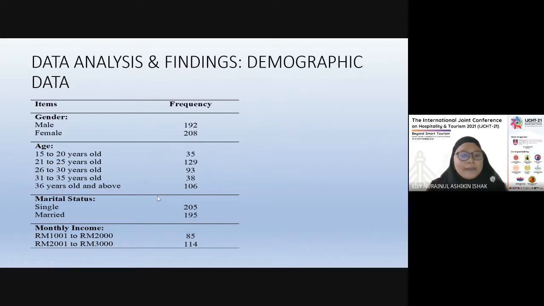For age, the highest frequency is 128 respondents, who are from 21 to 25 years old, and the second highest is from 36 years old and above. For marital status, most of the respondents are single, which is 205 of the respondents, while 185 respondents, or 48.8%, are married. As for the income, the highest will be from 2,000 to 3,000 per month.